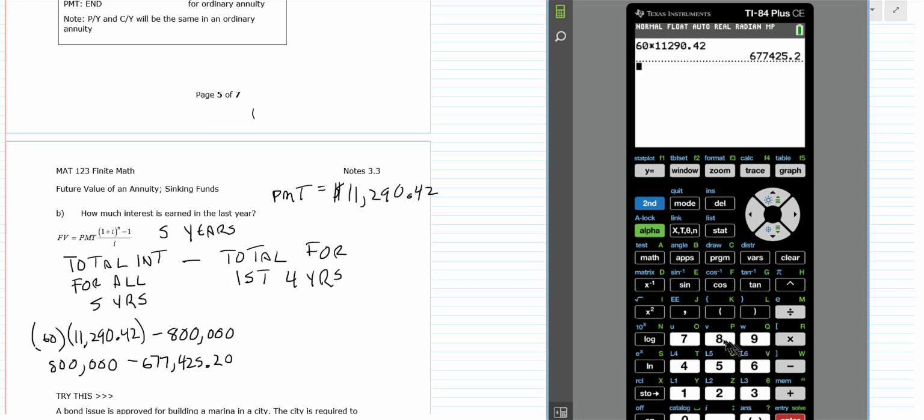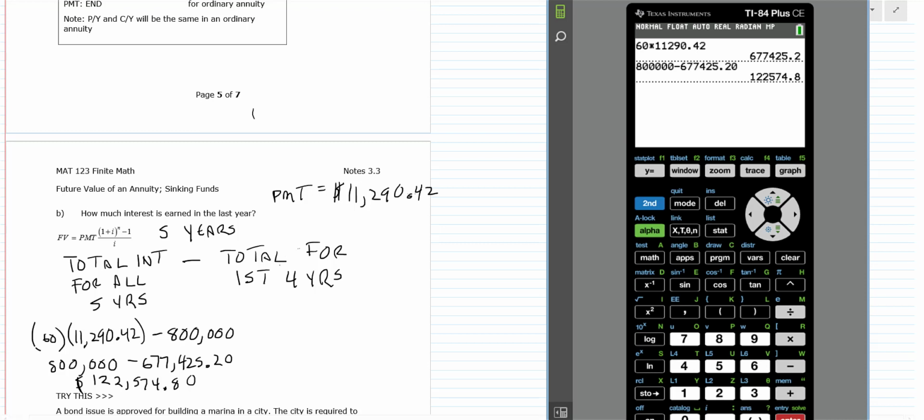So what we would do then is take 800,000 minus the 677,425.20, and this would be the interest on the grand total of the loan. So this is how much interest you gained by putting into the annuity. Does that make sense to everybody? We found the payment with TVM, 60 payments. We put in 677,000, but we ended up saving for 800,000, the whole thing.